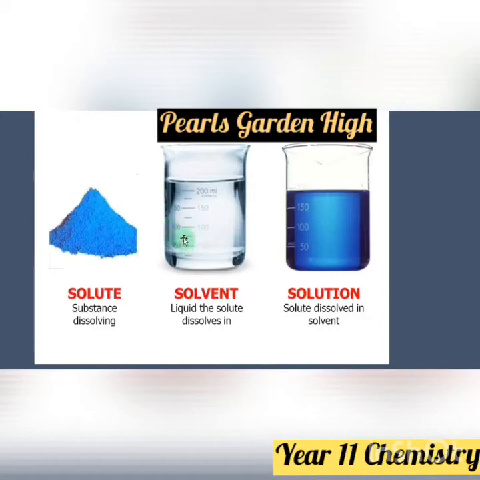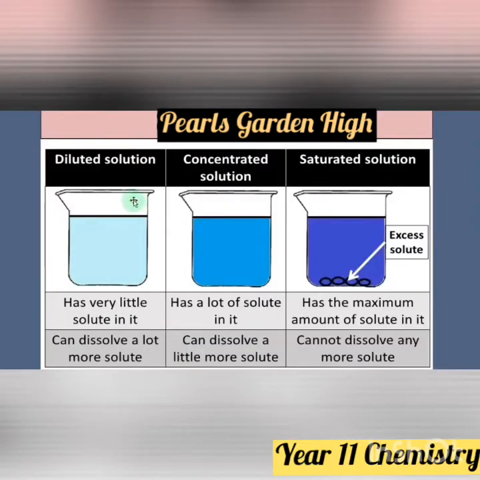The next thing we're going to look at quickly is the classification of solution according to the amount of solute present in it. We can classify solution into three major types. We have the first one we call the diluted solution, then we have the concentrated solution, and the third type, which is the saturated solution. The diluted solution can otherwise be called unsaturated solution.